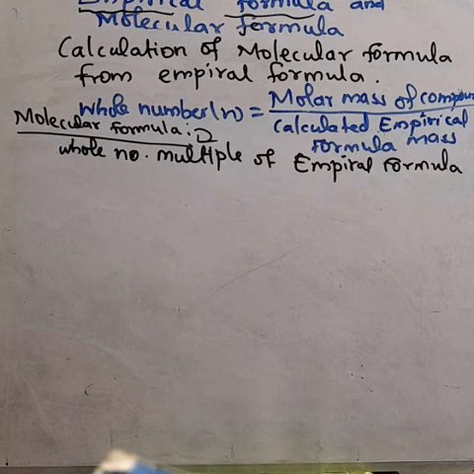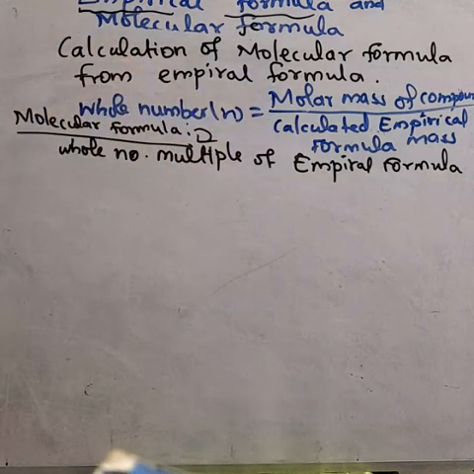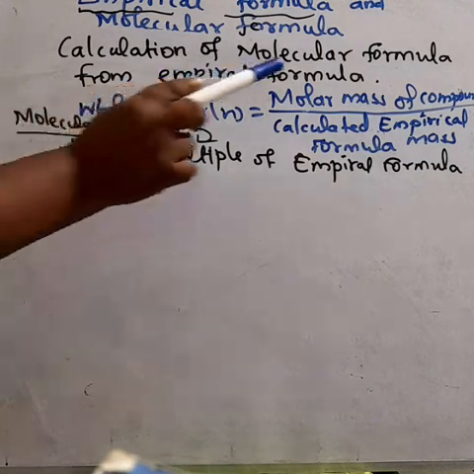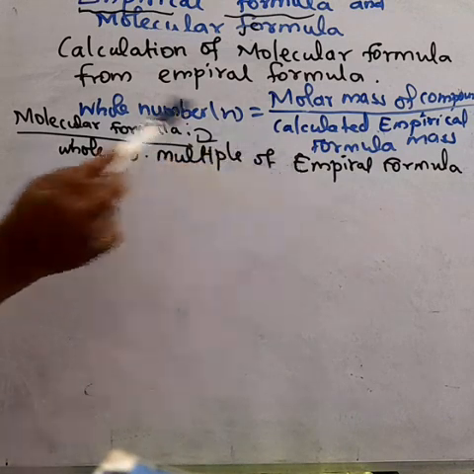Molar mass of the compound divided by the calculated empirical formula mass gives us the whole number. Understood? So we get the whole number. When we multiply the whole number with the empirical formula, we get the molecular formula.